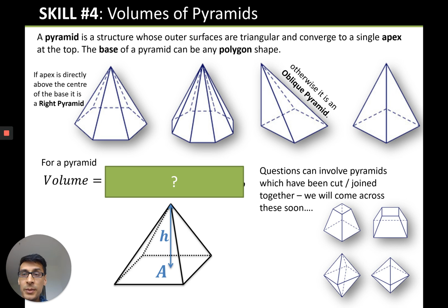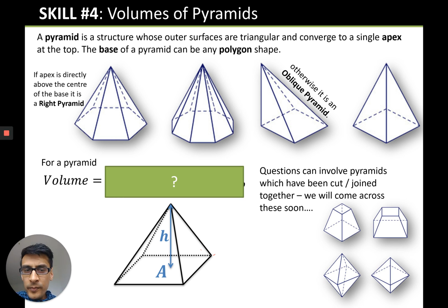Volumes of pyramids. A pyramid is a structure where the outer surfaces are triangular and they converge to an apex. The apex is just a little pointy bit on the top. And the base has to be a polygon. A polygon is just a multi-sided shape with straight edges, so square, rectangle, triangle, and so on. If you have a square-based pyramid, then it's just a square-based pyramid. If it's a triangular-based pyramid, I don't have one on the screen at the moment, that would be a tetrahedron.